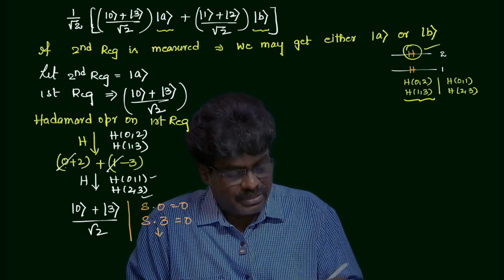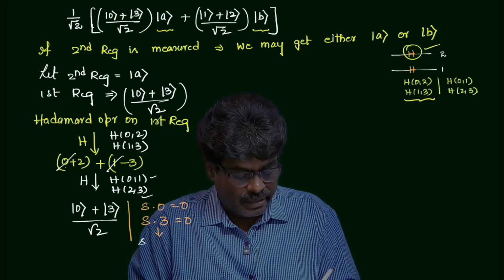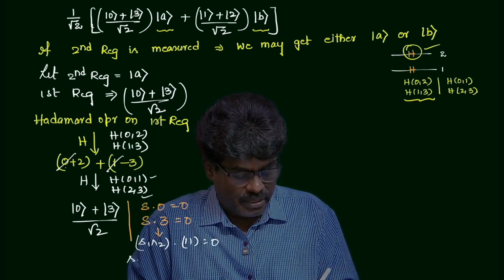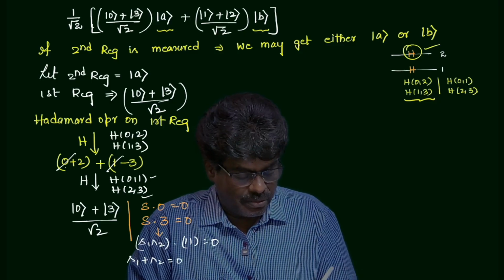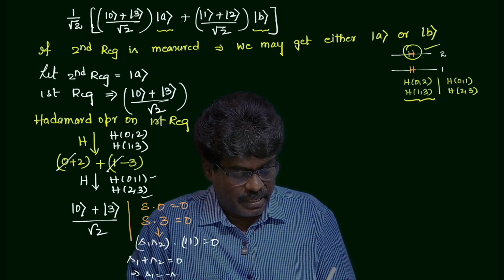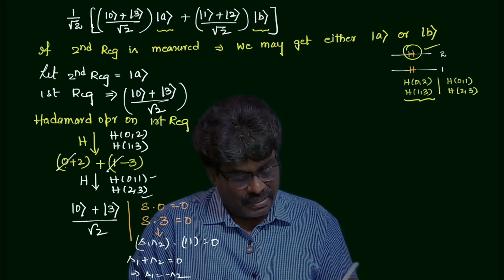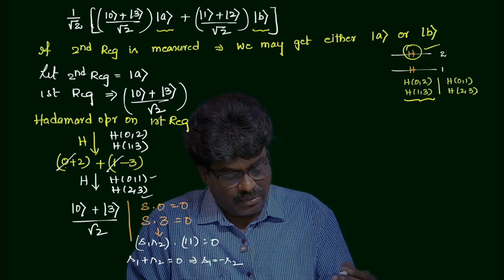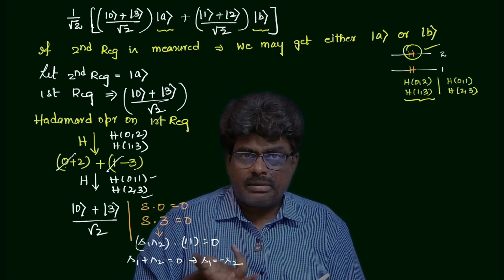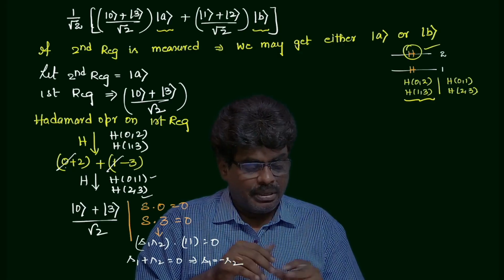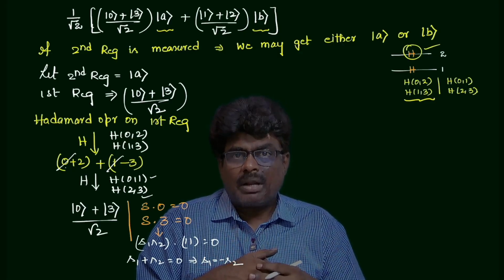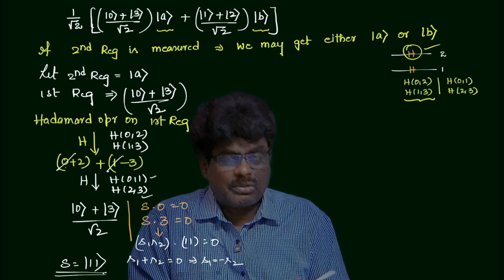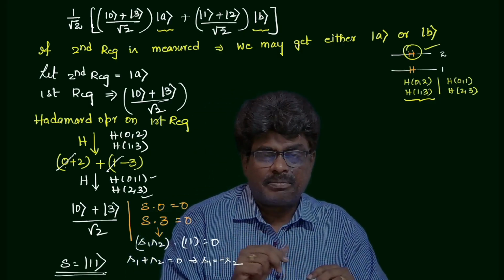If I take s dot 3 equal to 0, here I will get s1 s2 dot 1 1 equal to 0. We can write s1 plus s2 equal to 0, so that implies s1 equal to minus s2. Forget about that phase factor. So if I take s1 as 0, both will be 0, so that's not the solution. So let us take s1 equal to 1, then you will get s equal to 1 1. No need to consider that minus sign, just leave it.